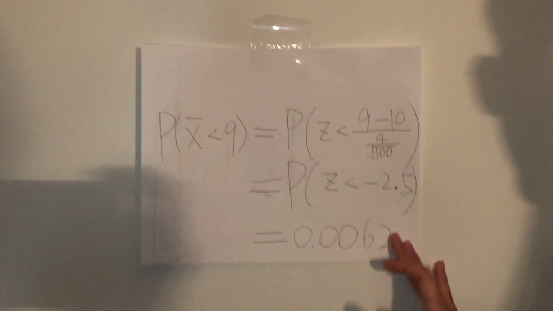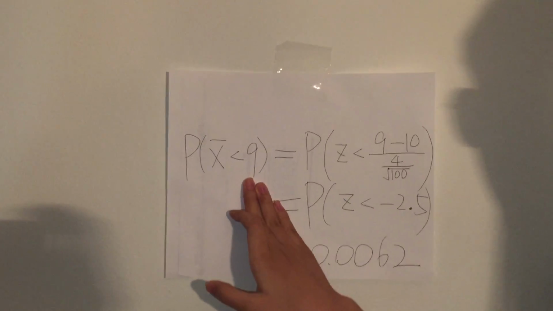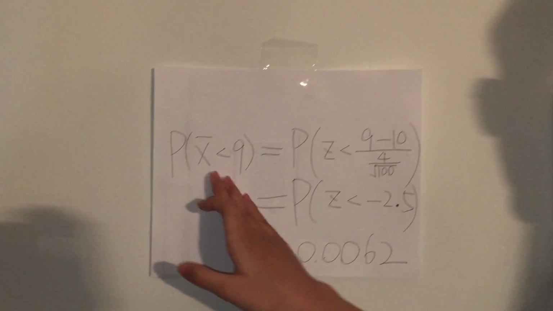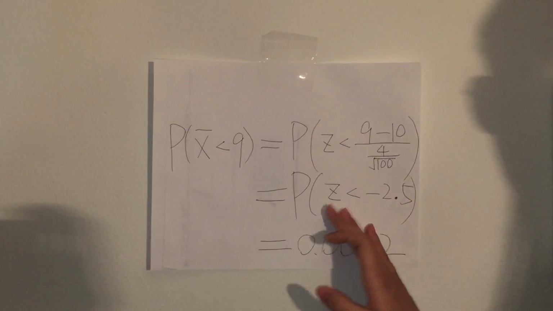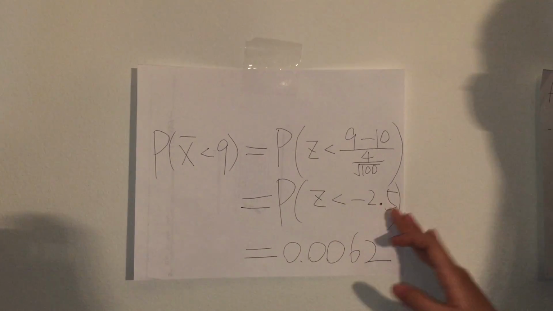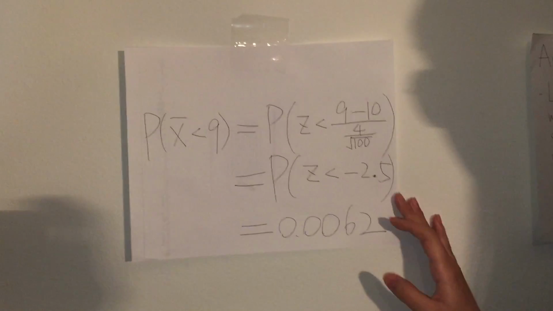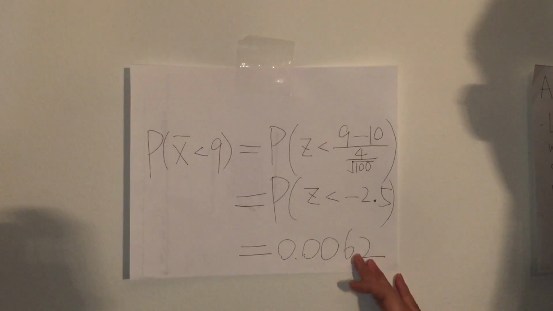So here's the solution. We want to know the probability of x bar less than 9. We transform x bar to the standard z, and we want to know the probability of z less than -2.5. Now we can check the z-table, the standard normal probabilities table, to get the final result, which is 0.0062.